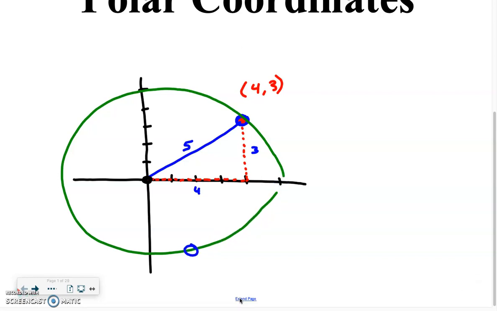But it all starts with how far away from the origin we are. I went out this much. We're going to call that r. Why do you suppose we're going to call that r? Because that's the radius of this made-up circle that we just created. We're going to throw in a whole bunch of new terms and new concepts and ideas today.